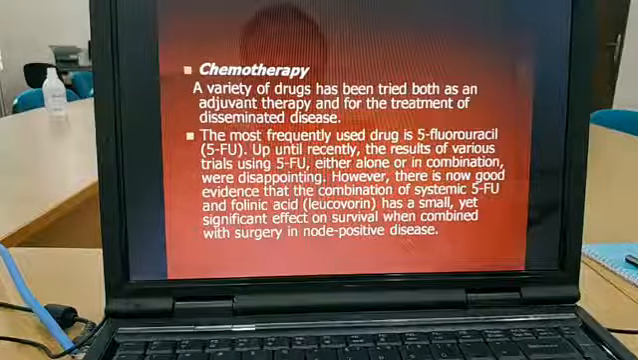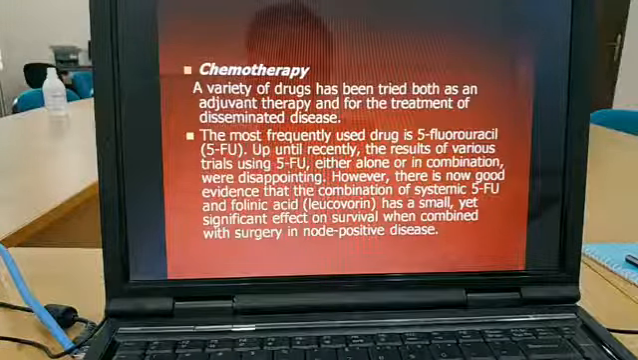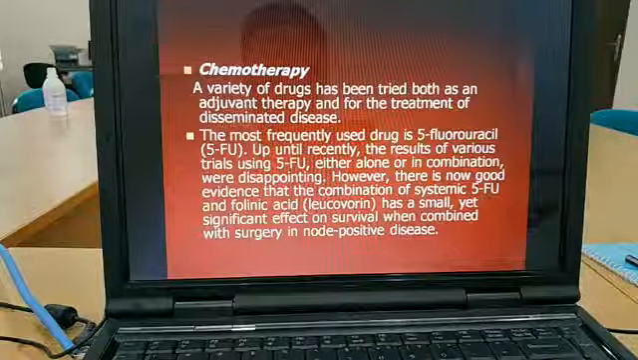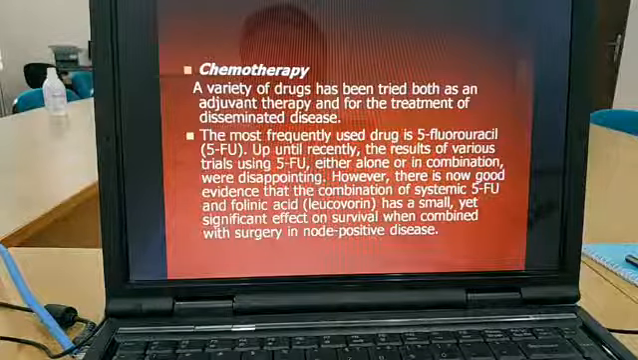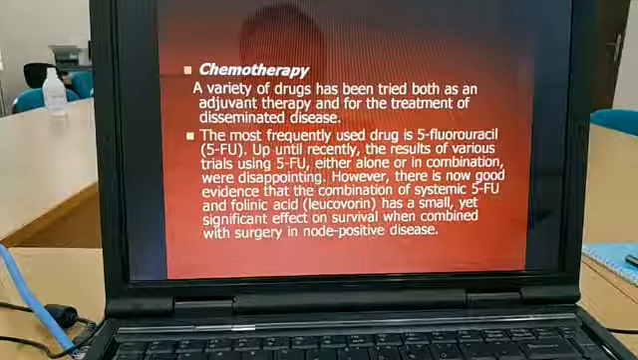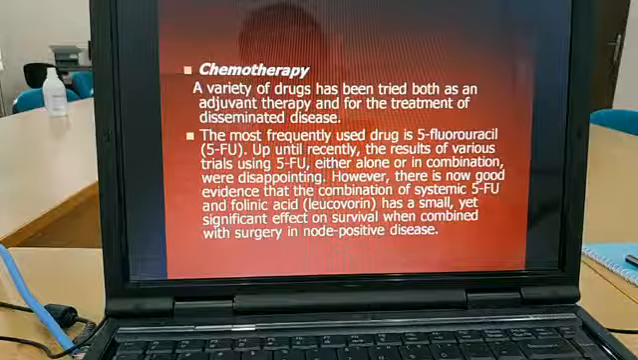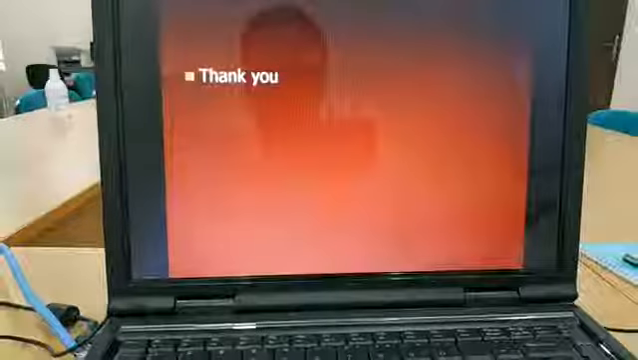Again, regarding chemotherapy, a variety of drugs have been tried, both as adjuvant therapy and as treatment of disseminated disease. The commonly used drug is 5-fluorouracil. So 5-fluorouracil is the common drug we use as a chemotherapeutic agent for carcinoma of the rectum.